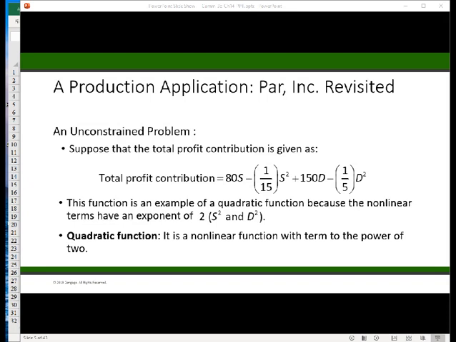And if you'll recall, we're going to use Par again. Par is a company that makes golf products, and they've decided to move into a market for medium and high priced golf bags. Par's distributor has agreed to buy all of the golf bags. Par produces two types, standard and deluxe, that they're planning to manufacture. And the distributor has agreed to buy all of them that they can produce of these new products.